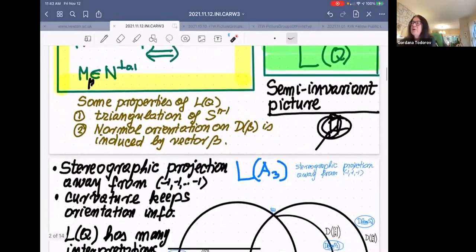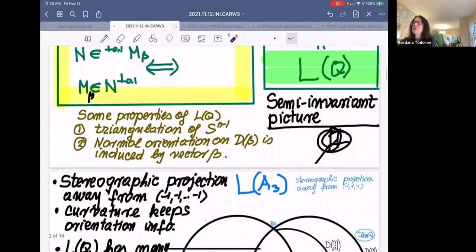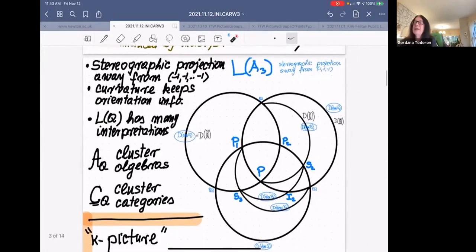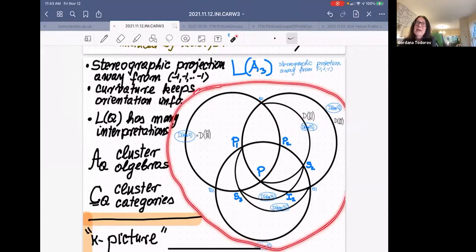Okay, now we take this picture. So this is what I said, and here we take a stereographic projection away from the vector -1, -1, -1. So all of this is on S^(n-1), meaning S2 in here, because I'm talking about A3, so n is 3. And this is a stereographic projection of all of these intersections.